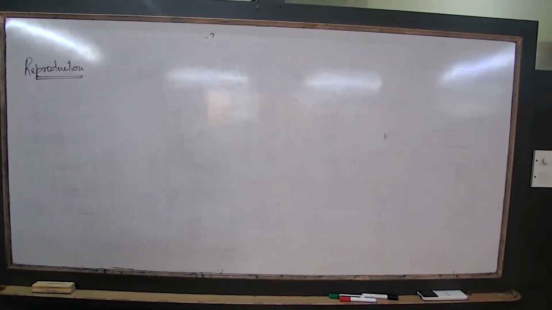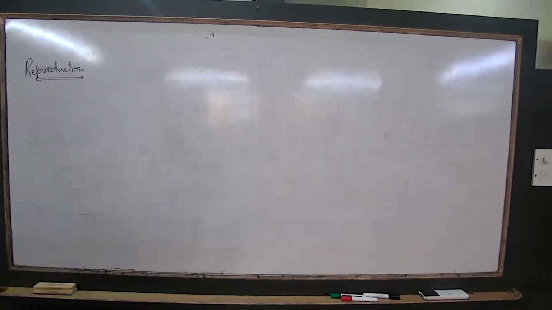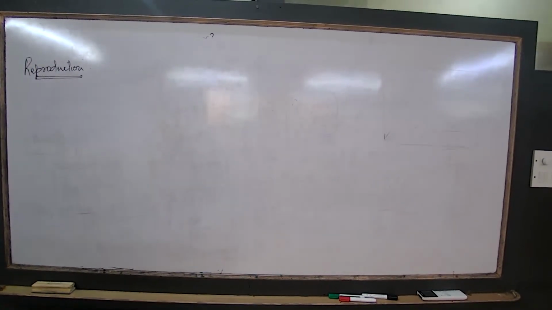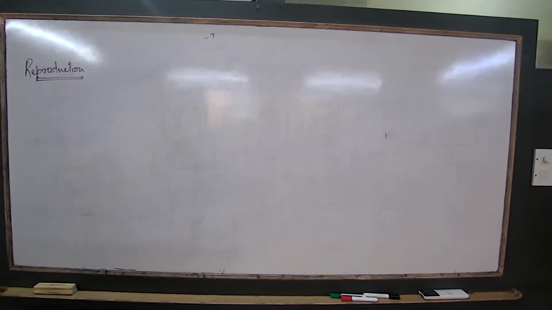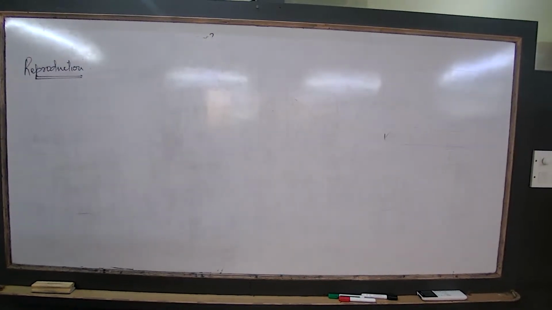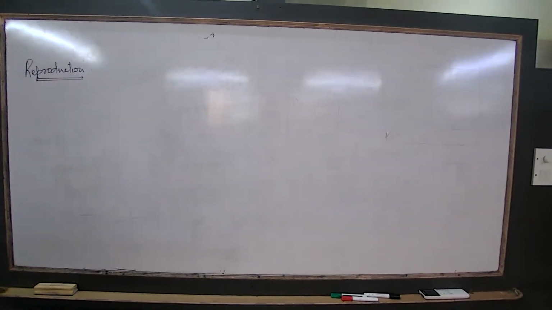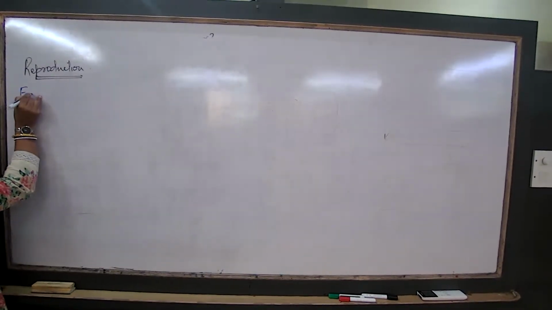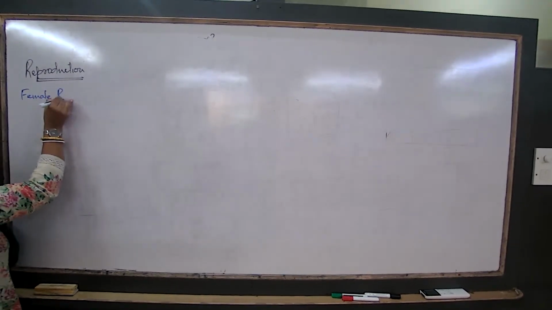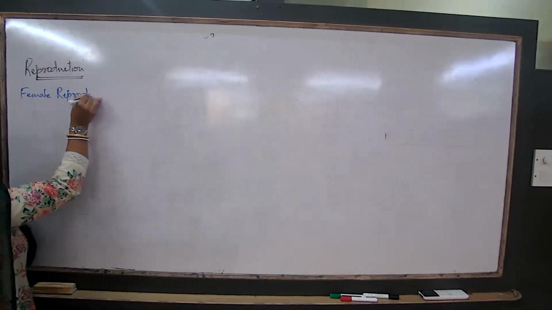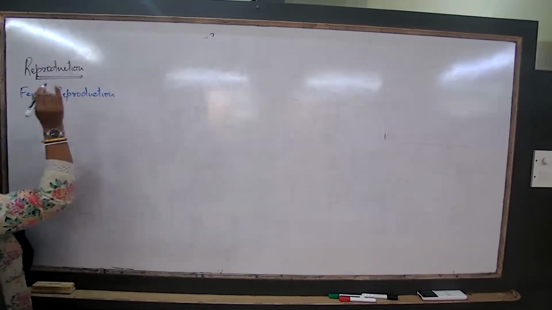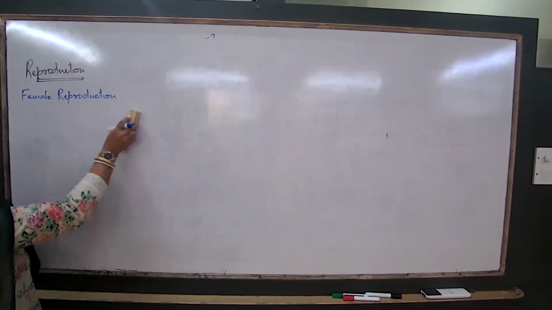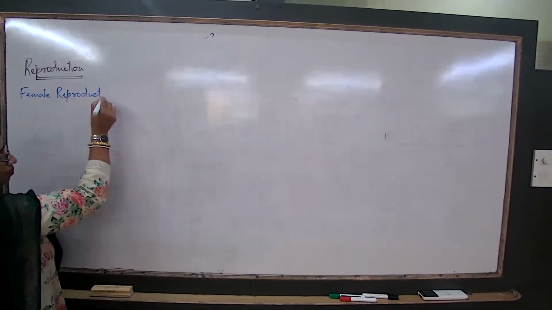You all take out your notebook. The male system is already done. I think today we have to start with the female system. Today we are to start with the female system because the last class was a 2-hour lecture. So today we are going to start with the female reproductive system in human and the process of reproduction.